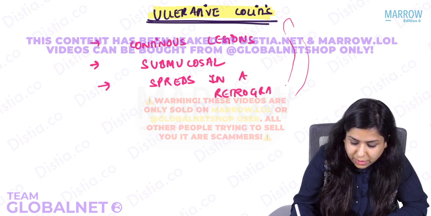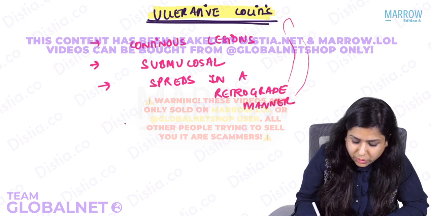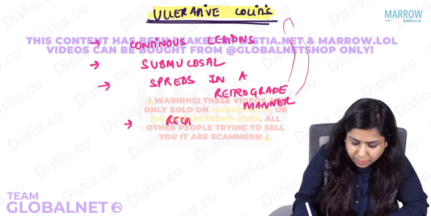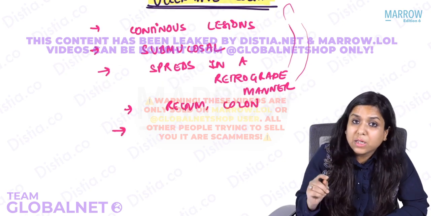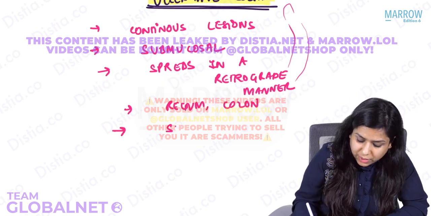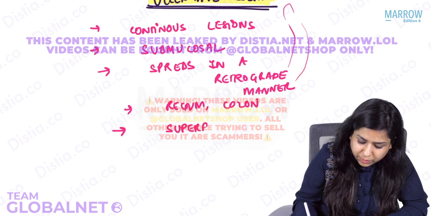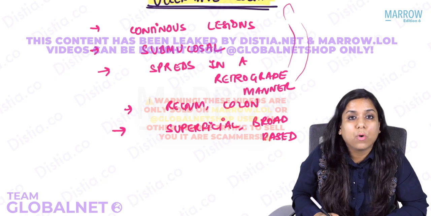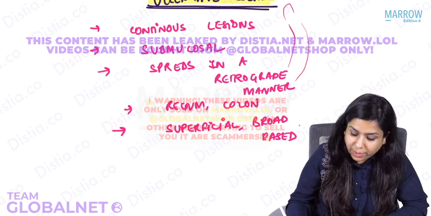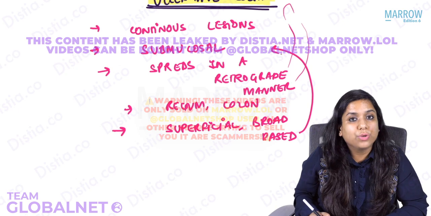It spreads in a retrograde manner. A very important site is the rectum, and then it will involve the colon. Simple story. Now, the kind of ulcer which we see in ulcerative colitis is a superficial, broad-based ulcer. It is not deep. Why? Because the disease is submucosal also.